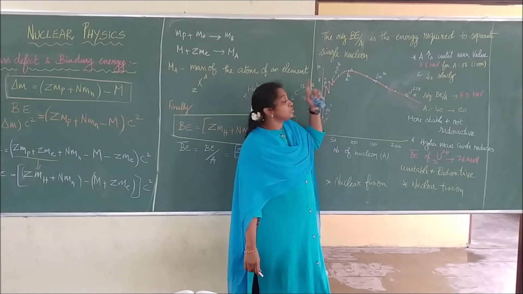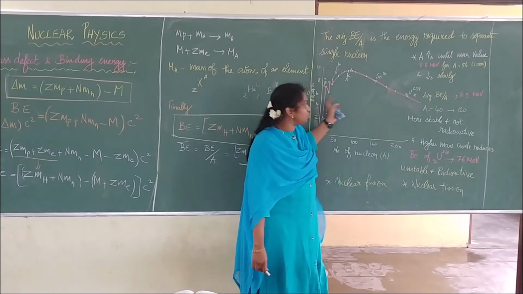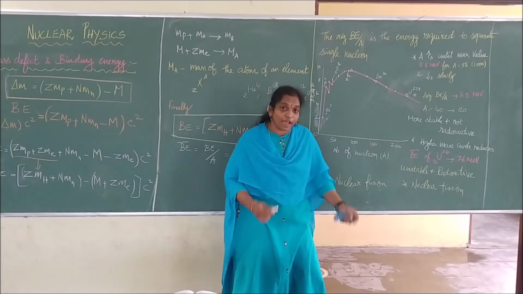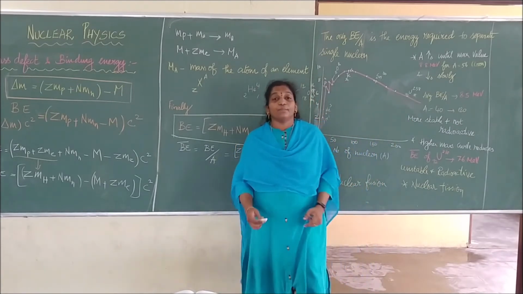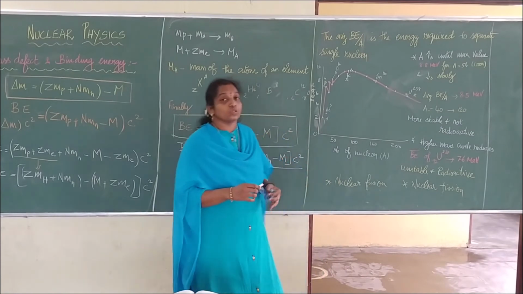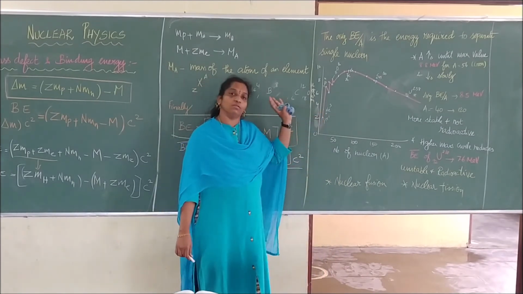We are saying that the maximum binding energy has appeared for iron, whose mass number is 56. The average energy among these elements is 8.5 million electron volt, and the least value is for uranium, at 7.6 million electron volt. So this value clearly tells whether the element is stable or not stable.